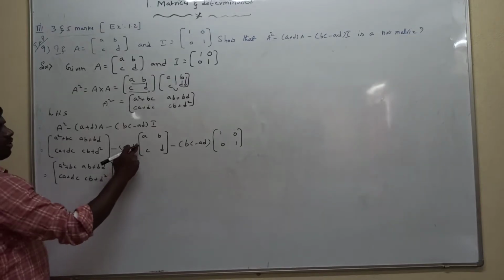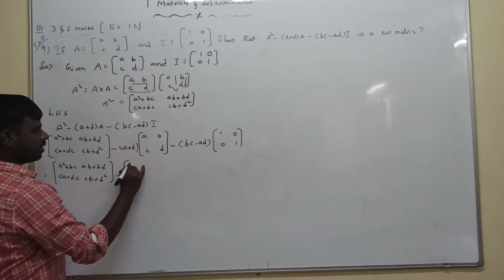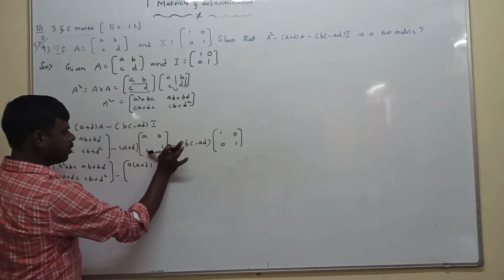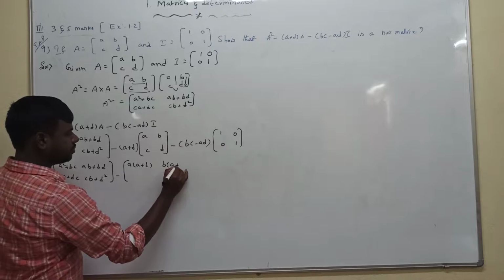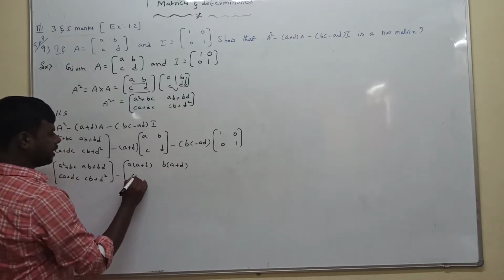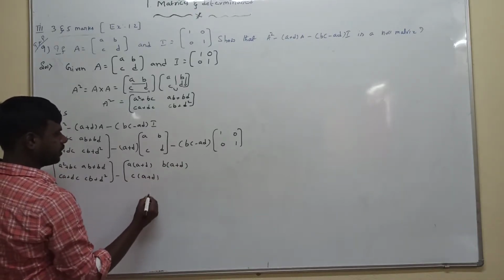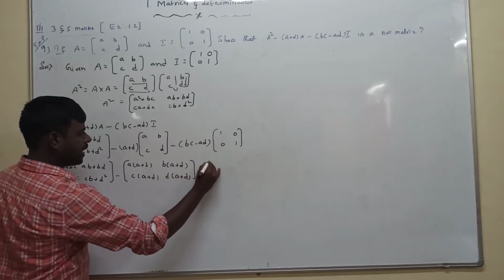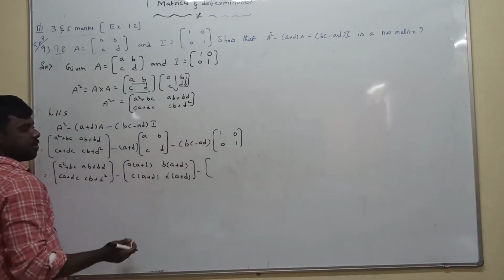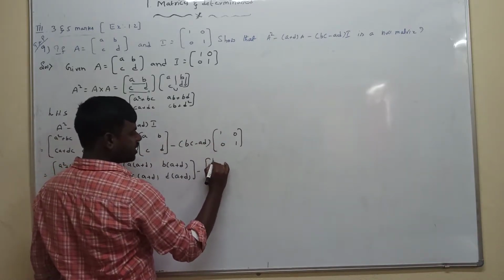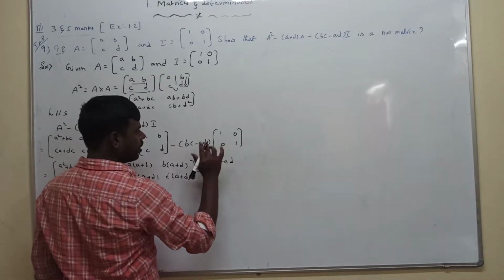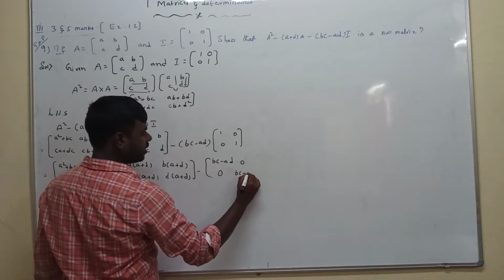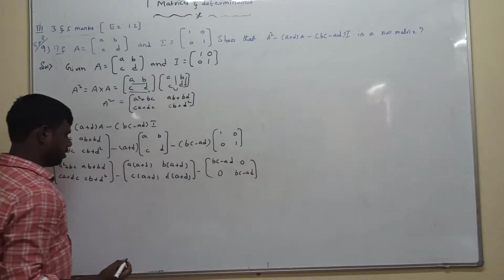Now each element is multiplied with a plus d. That's why a into (a plus d), and b into (a plus d), c into (a plus d), next d into (a plus d), minus each element multiplied with bc minus ad. So 1 into (bc minus ad) is bc minus ad, 0 into anything is 0, 0 into anything is 0, and 1 into (bc minus ad) is bc minus ad.